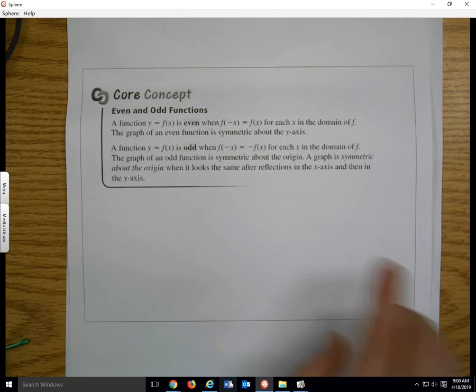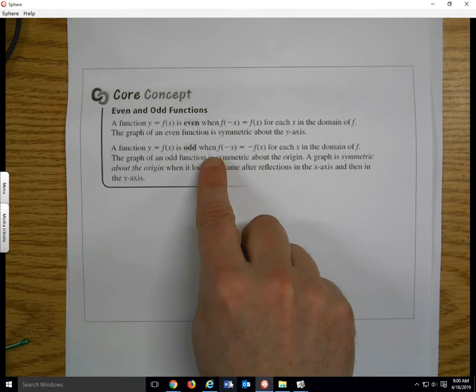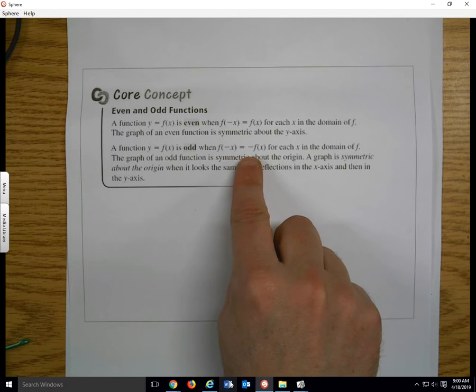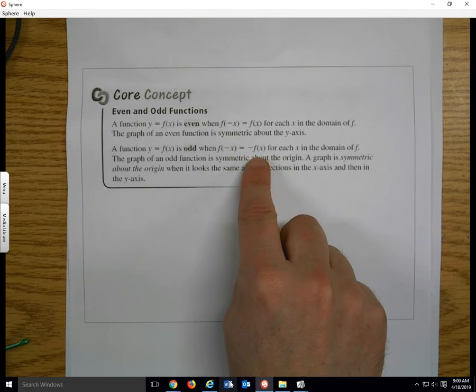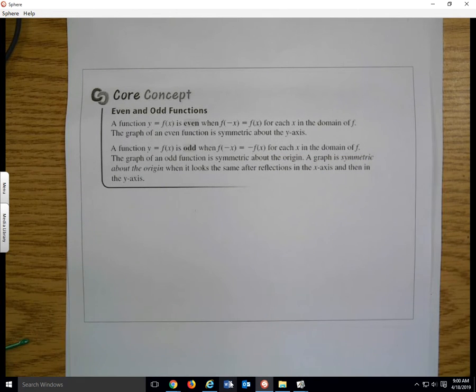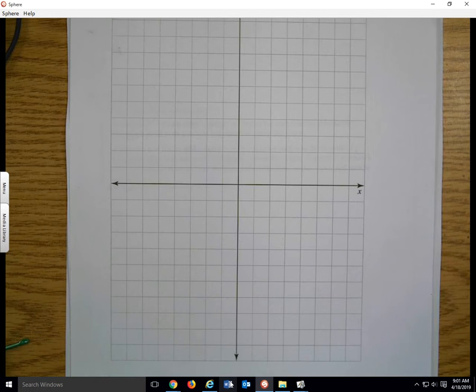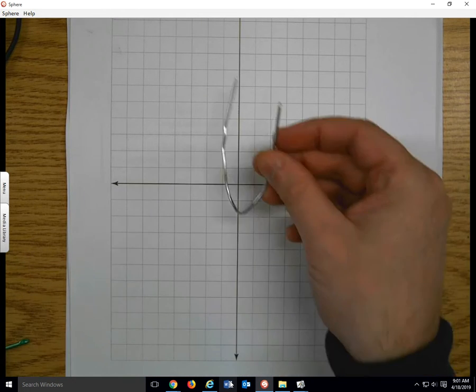And then we said the function is odd when f of negative x is equal to a negative f of x for each x in the domain of f. The graph of an odd function is symmetric about the origin. The graph is symmetric about the origin when it looks the same after reflection in the x-axis and then in the y-axis. There's two reflections. Again, this is just a reminder.